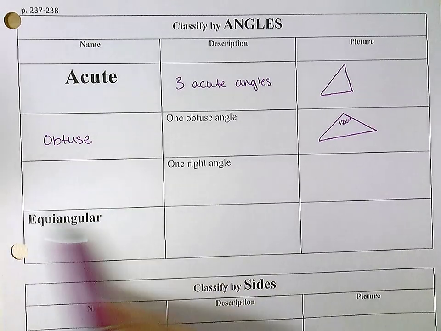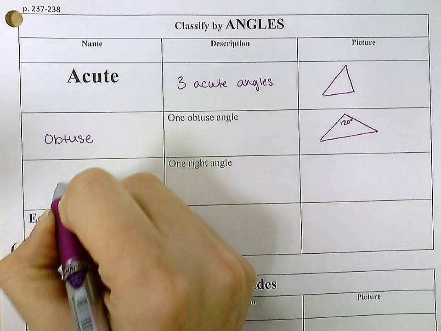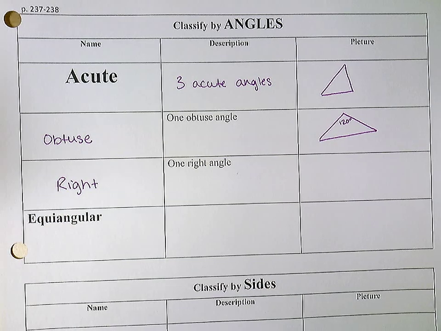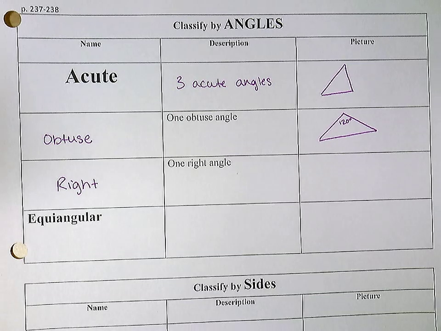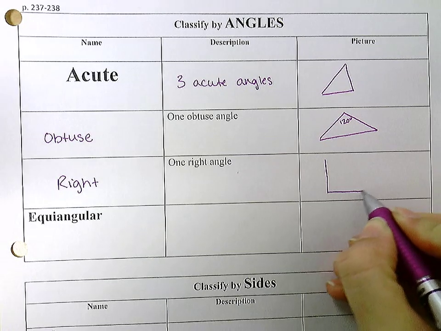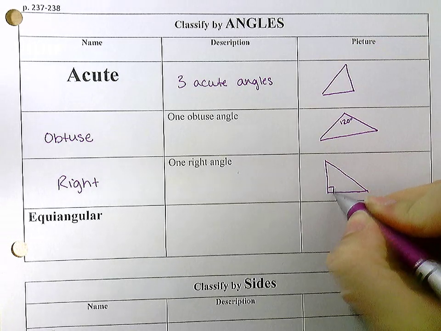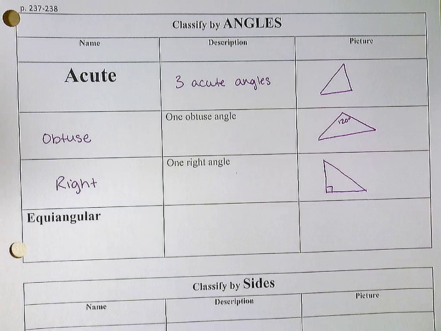Next one, what do you think it's going to be if you have 1 right angle? A right triangle. Right triangles have 1 right angle, meaning you have 1 angle that measures 90 degrees. So our picture here has to have 1 angle that has a 90-degree measure there.